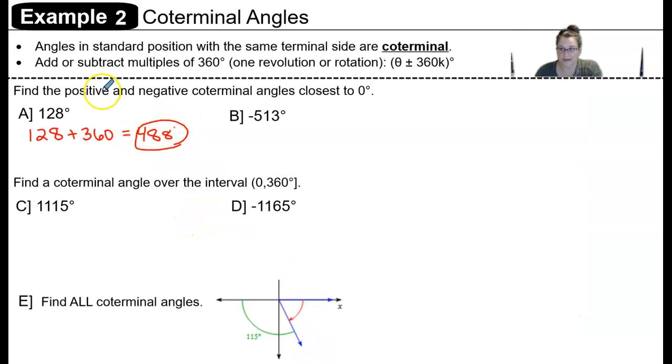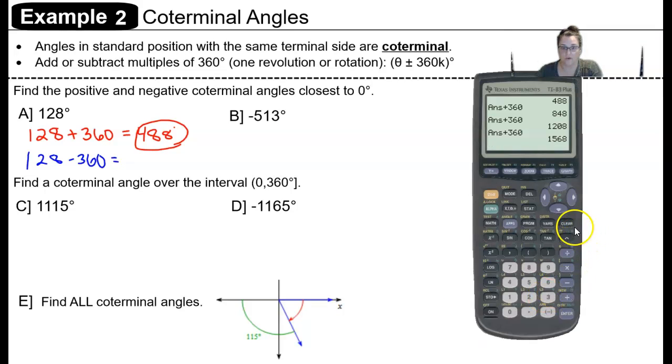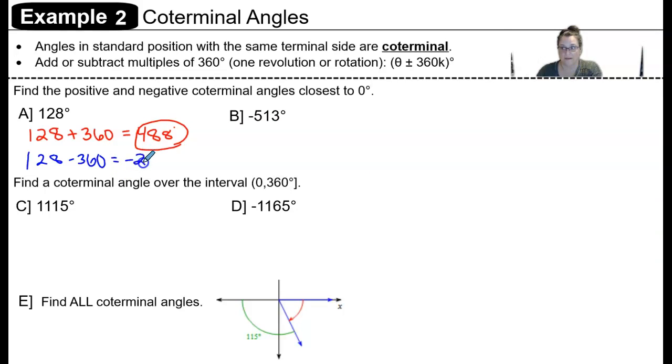Now, to find a negative coterminal angle, I need to subtract 360, which would take me clockwise around the circle. So 128 minus 360. And that will give us the coterminal angle that is negative closest to 0, which is negative 232 degrees.